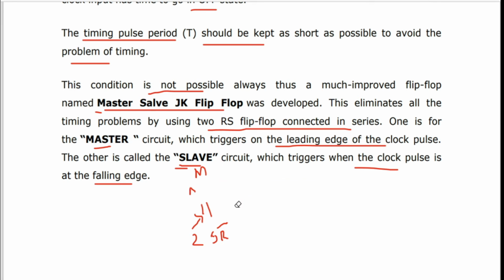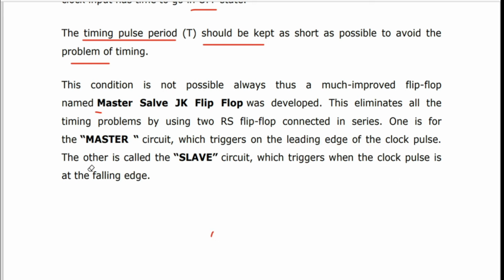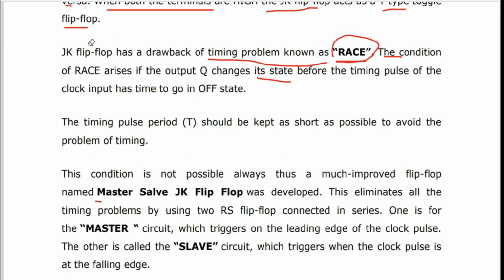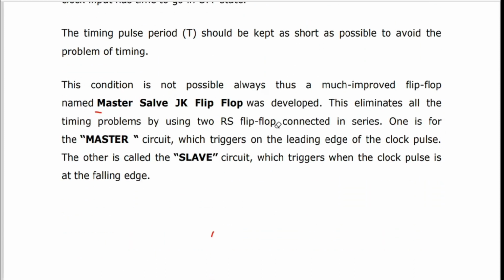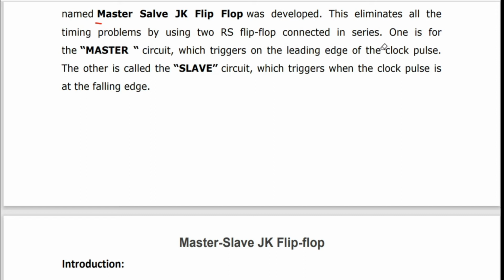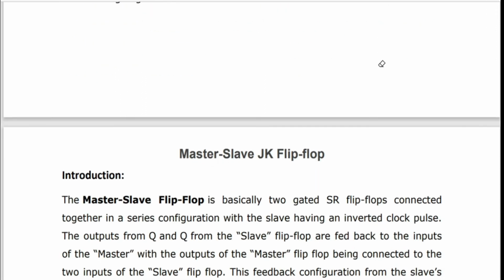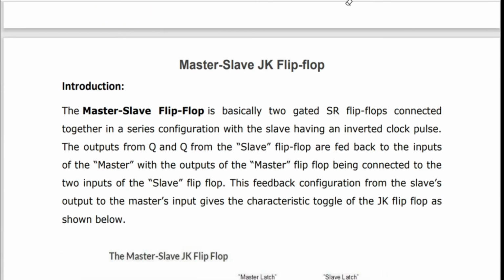So to overcome this drawback of the race around condition that has occurred, and to provide the necessary timing signal in switching the output, we have this design of the master slave JK flip-flop. Okay, so we have the master slave JK flip-flop now. Now what exactly is a master slave JK flip-flop?